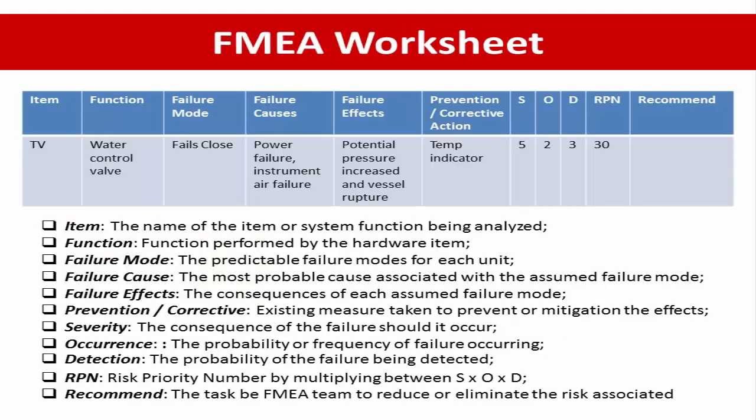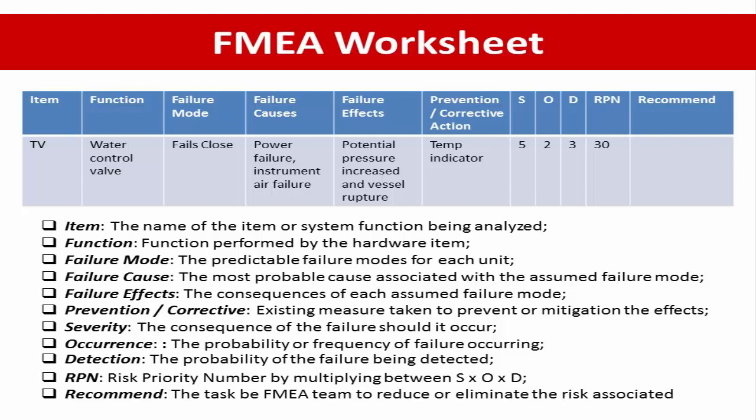FMEA worksheet. For the typical FMEA worksheets, the columns are identified as follows. First one, item: the name of the item or system function being analyzed for failure mode and effect. Then function: statement of the function performed by the hardware item. Failure mode: the predictable failure mode for each system level analysis.